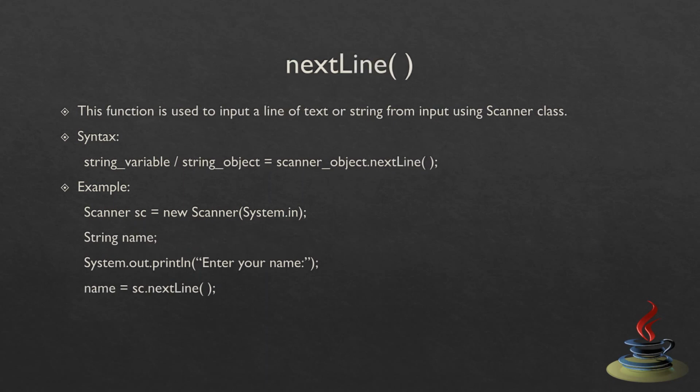That is the nextLine method. This method is used to input a line of text or string from the input using the Scanner class. The restriction of the next method is overcome in the nextLine method. That means you can enter spaces, a whole sentence, or even a whole paragraph through nextLine, and it is assigned to your string object or string variable. So the string variable equals the scanner object dot nextLine method.